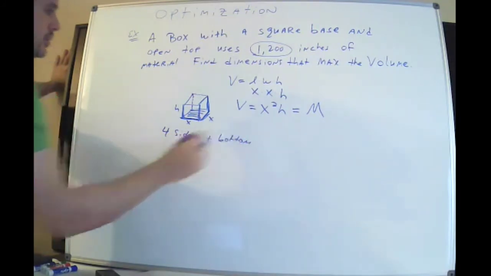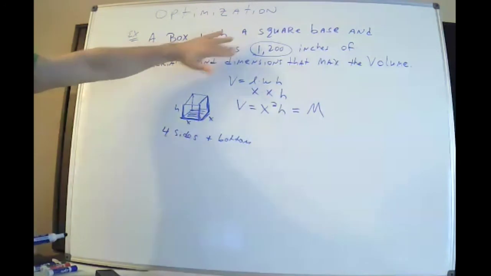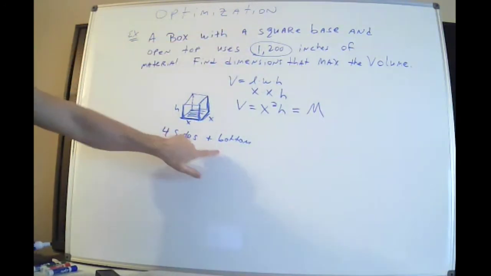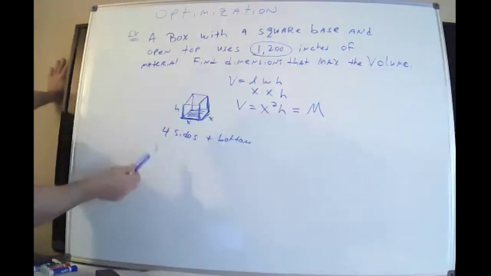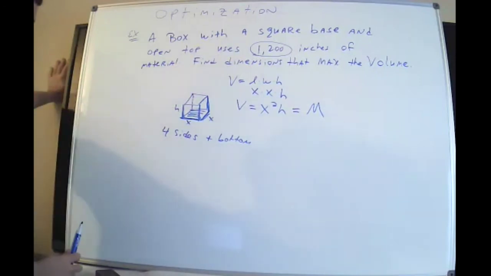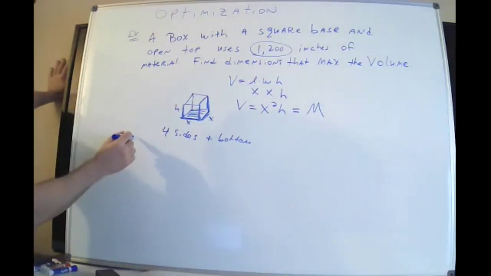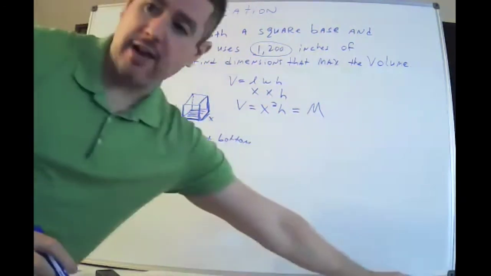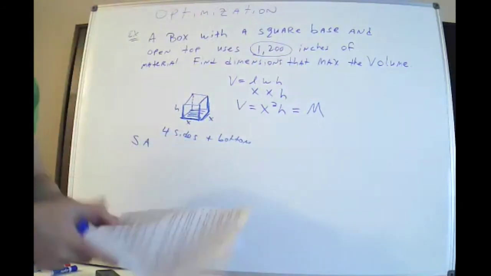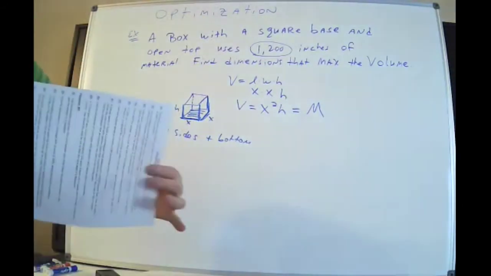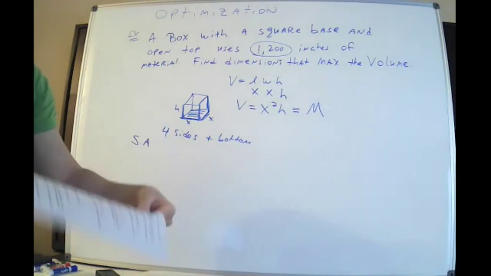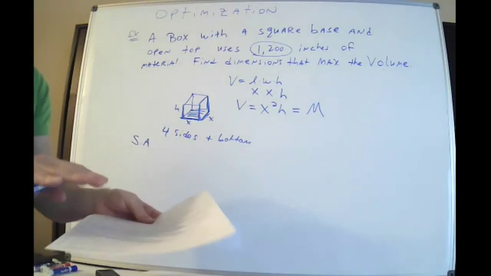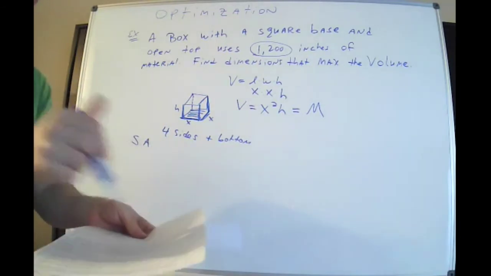So you have to use that 1,200 inches of material to make four sides and a bottom. So what I'm really giving you when I gave you that 1,200 is the surface area, the area of each surface. Each of these individual sides has an area. Again, think of the piece of paper. This is a flat object. This is not three-dimensional, this is flat. This has a surface area. It has an area on its surface that I can write.